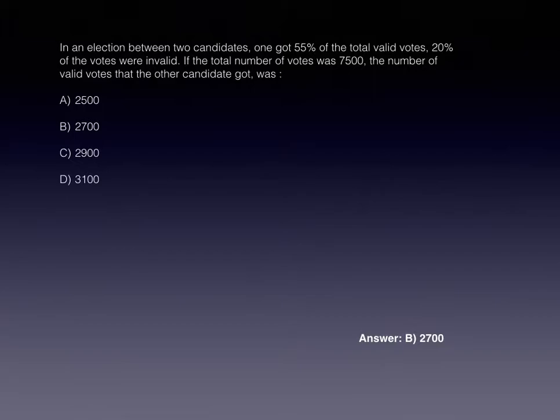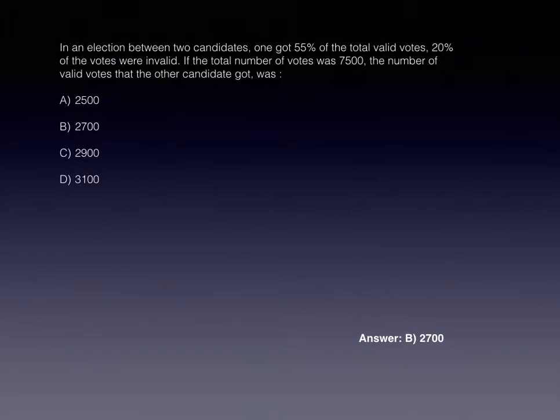In an election between two candidates, one got 55% of the total valid votes. 20% of the votes were invalid. If the total number of votes was 7,500, the number of valid votes that the other candidate got was: option A 2500, option B 2700, option C 2900, option D 3100.